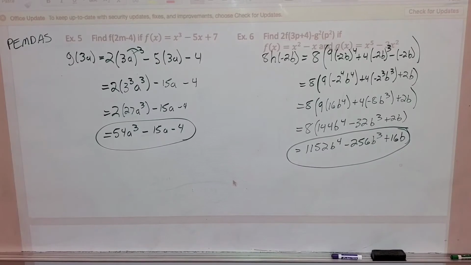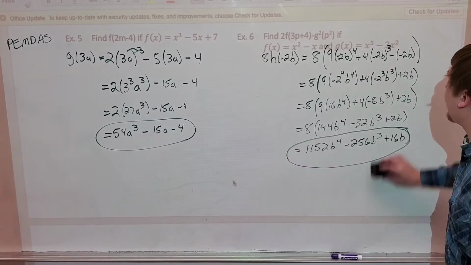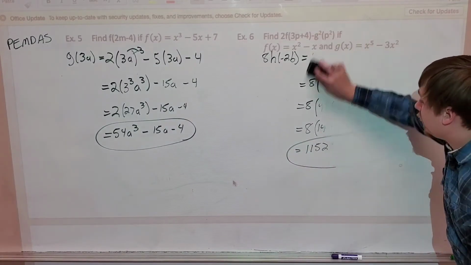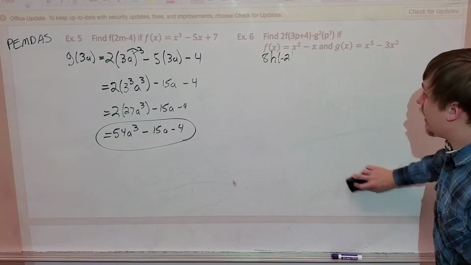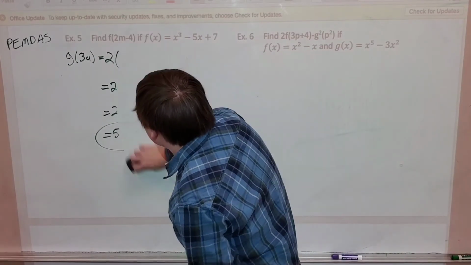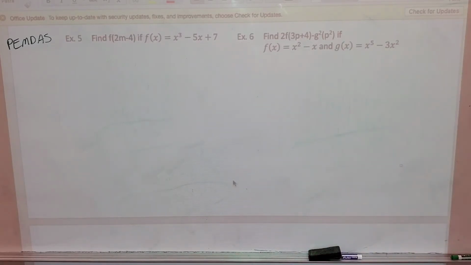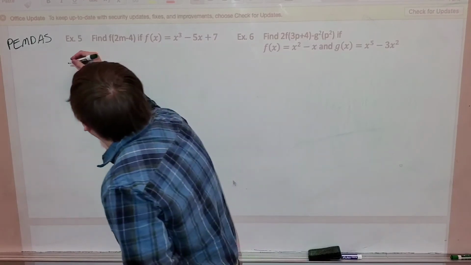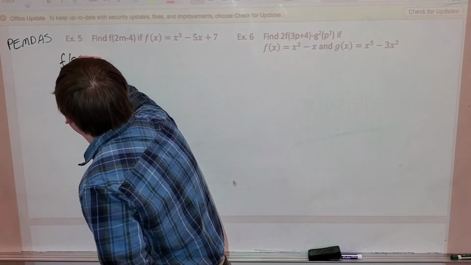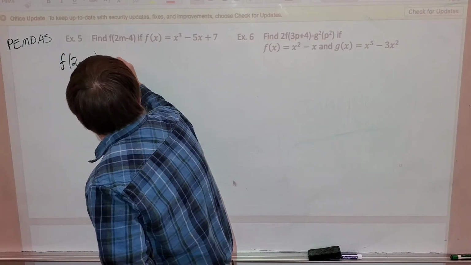Okay. All the time we have to be following PEMDAS. All the time. Start with the parentheses that are the most on the inside, and then work your way out. Okay, so example 5, this time I want to find f of 2m minus 4. So f of 2m minus 4.